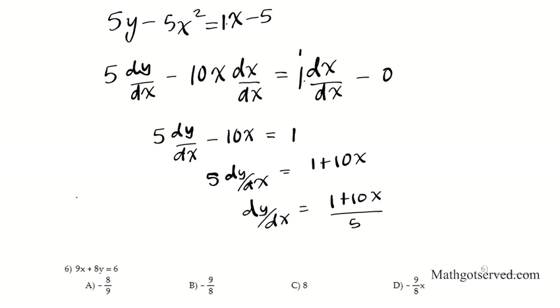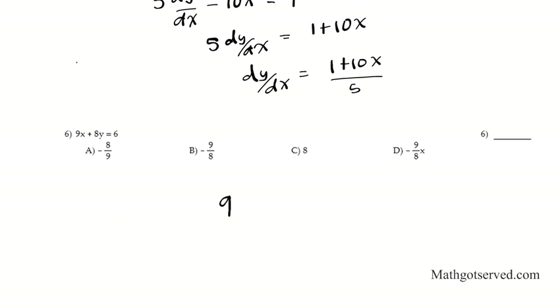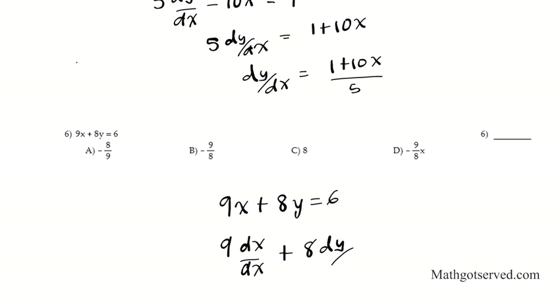Alright. Moving along to question number 6. We have 9x plus 8y equals 6. Now, to differentiate this implicitly, the derivative of the first term, we're going to have 9 dx/dx. And then the second term is going to be 8 dy/dx. We're differentiating with respect to x. And then using the constant rule, the right side equals 0.